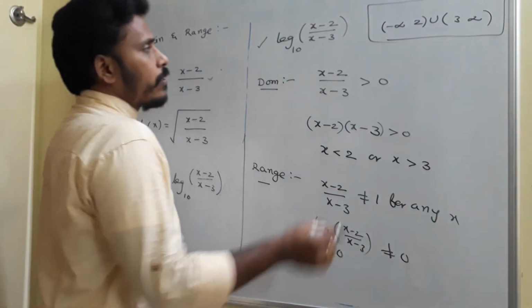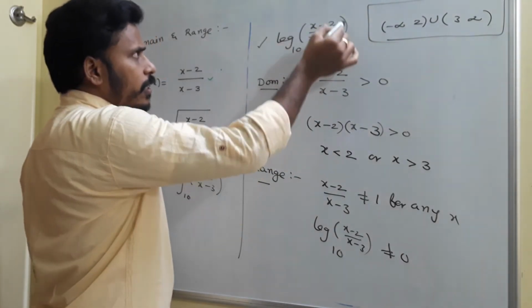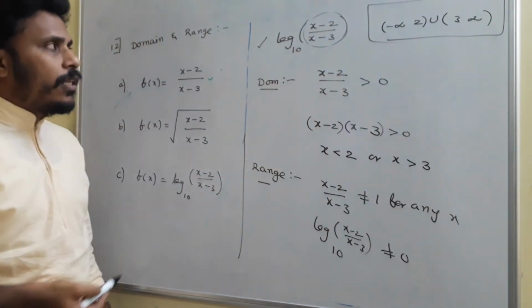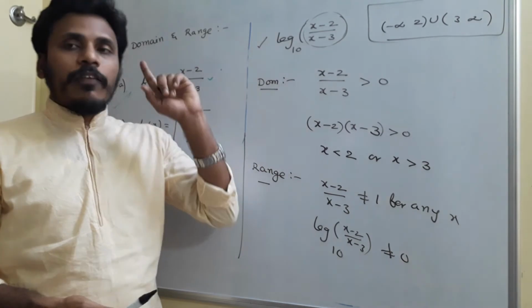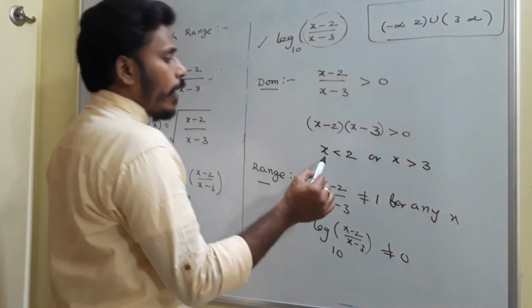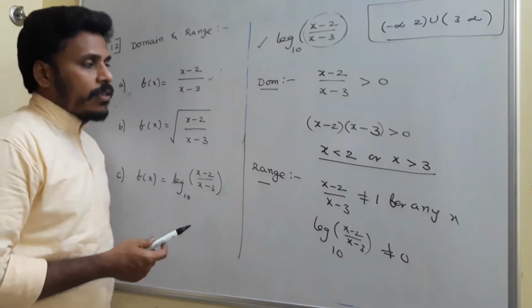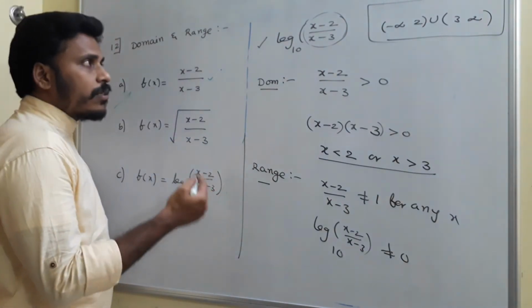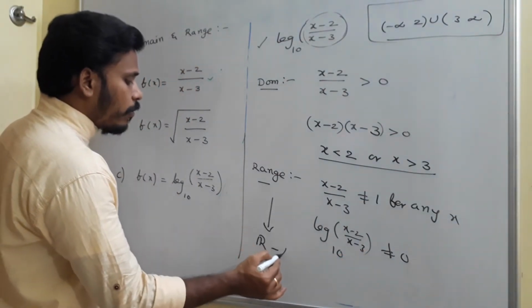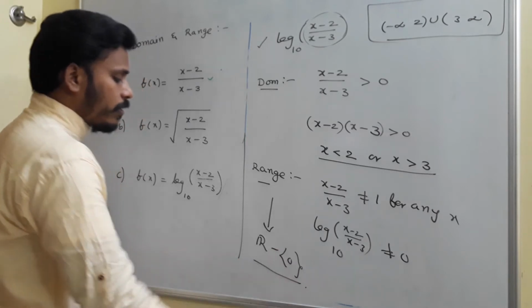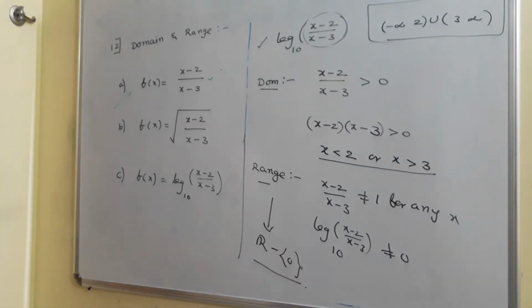See, in this place (x minus 2) by (x minus 3), you will get many real values except 1. If you take different real values, you can't get negative values because you will fix the range of x such that it is positive. So your answers are all real numbers, but not equal to 0. So at the end, the range is simply all the real values minus 0. Your range is all the real values minus 0, and the domain is minus infinity to 2 union 3 to infinity. Have a look.